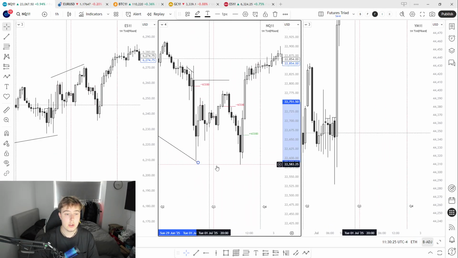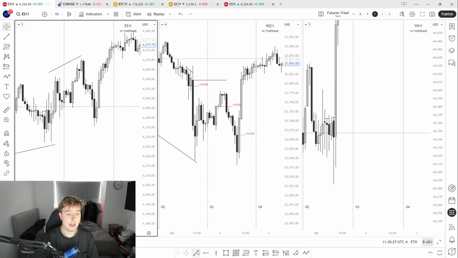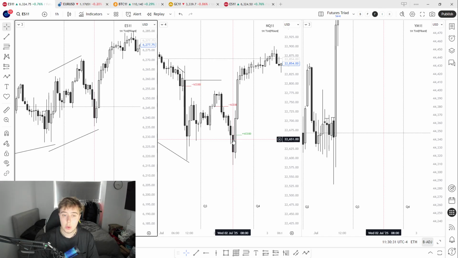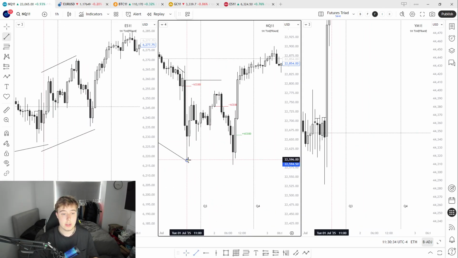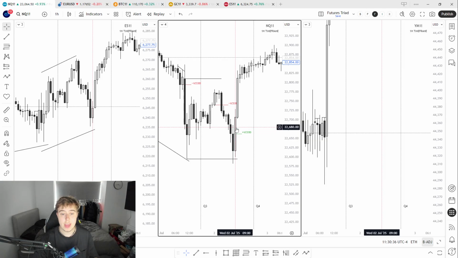Price wicks below Q2's low, and as you can see on ES, which is Tuesday's low, fails to wick below, okay? What's our confirmation? Closure above the candle that creates the SSMT right there. Closure above there at 9 o'clock. Now I'm bullish for the rest of the week, okay?